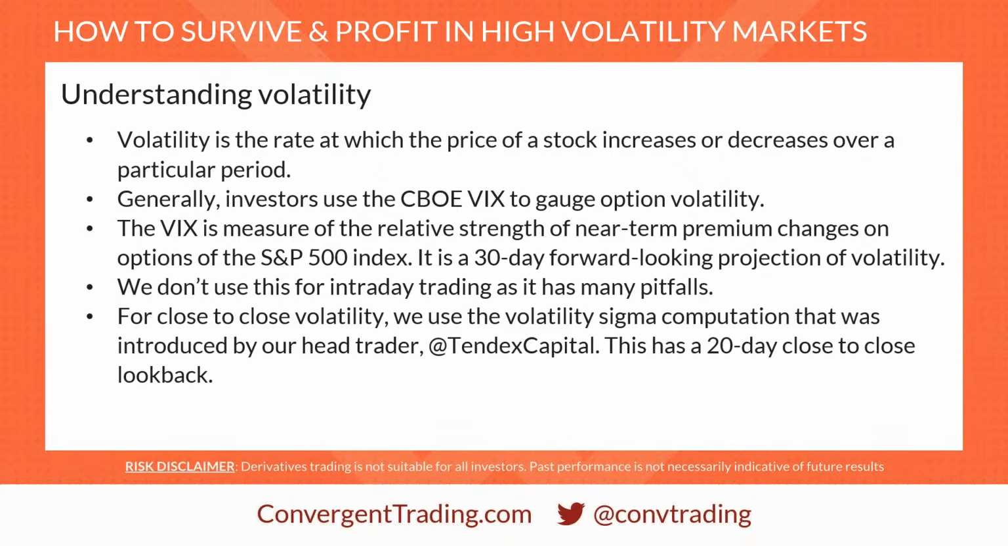Volatility. So I want to make sure we define what we're talking about here when it comes to volatility. Volatility is the rate at which the price of a stock or a commodity increases or decreases over a particular period. Okay, that's all volatility is. Generally, investors use the CBOE VIX gauge to assess volatility. So you've seen the VIX, it moves up when the market is fearful or when volatility increases, and it moves down as volatility drops. I don't like using the VIX.